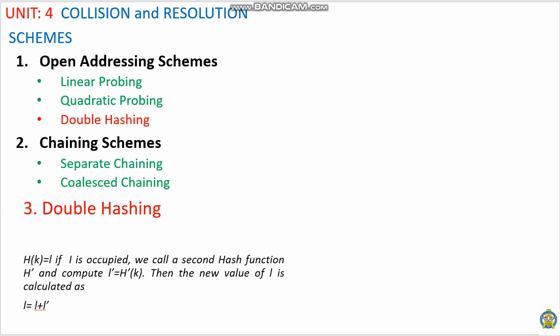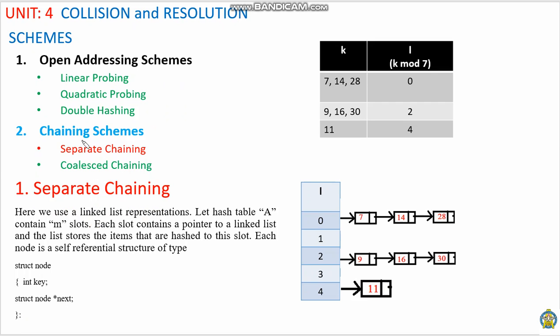Then we go into the next scheme, called the chaining method or chaining schemes. There are two methods here, separate chaining and coalesced chaining. So let's imagine these are the records that I have, and I'm going to use the division method for hashing. If I'm doing a division modulus with 7, all these values will hash to location 0, which means there is a collision. And these will all hash to location 2. And here's location 4. I've taken some examples.